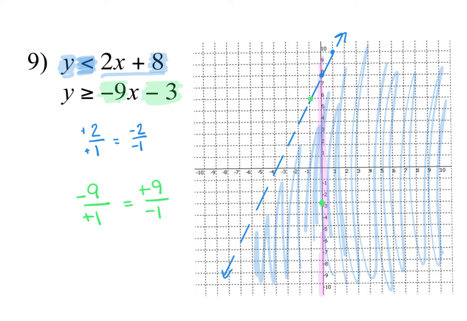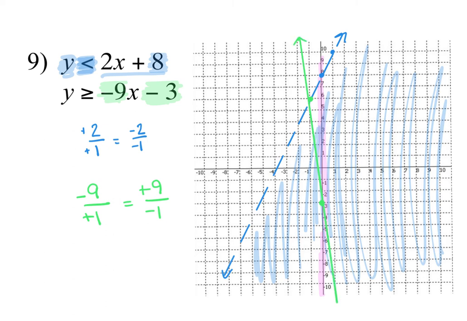All right, so I have my 2 points. I need to determine, is this one solid or dashed? Okay, so I'm going to say, do I have an or equal to? Yes, I do. I have an or equal to. So I'm going to make this a solid line.